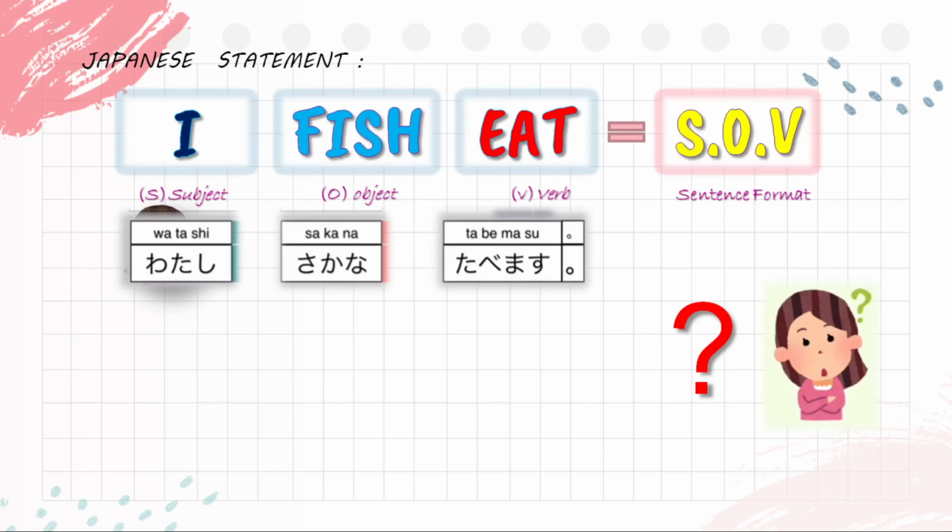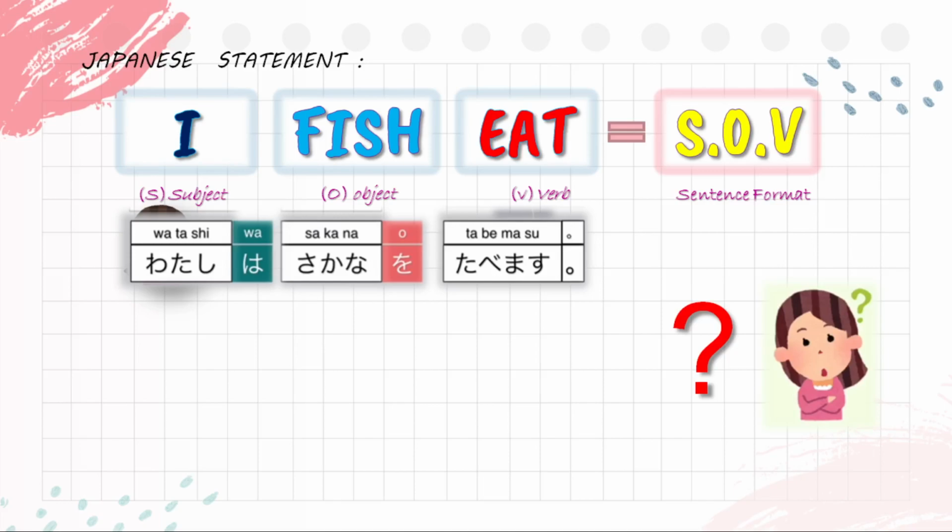Now that is done by particles. If I add the particles here, now this statement is perfect. Now I know the meaning that I want to say that I eat the fish. Okay? Now you might be wondering, okay, it's making sense. Now, the particle wa is attached to watashi. Wa marks the subject of a statement. So we came to know that, okay, I'm the one who's going to do the action of eating.